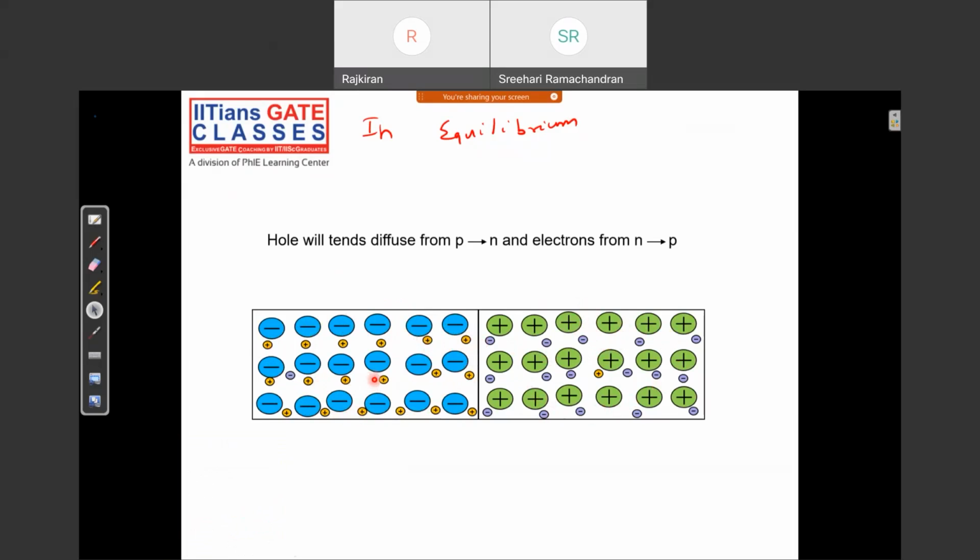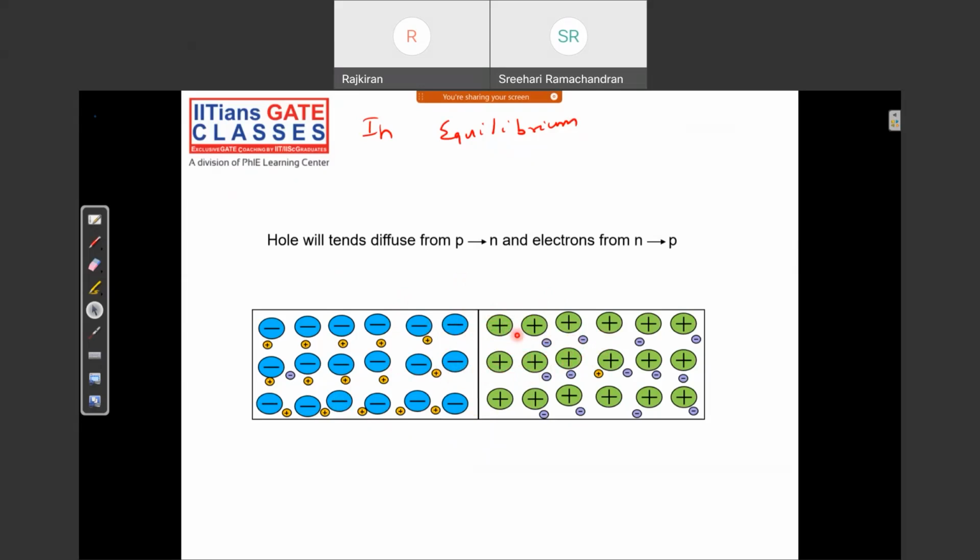So naturally, the holes will try to move from the p side to the n side because of the concentration gradient. Similarly, the electrons will try to move from the n side to the p side, leaving behind the bounded positive atoms. See how it happens. The hole goes from the p side to the n side, may meet some electron and recombine. Similarly, the electron goes from the n side to the p side, may meet holes and recombine. This process will continue.